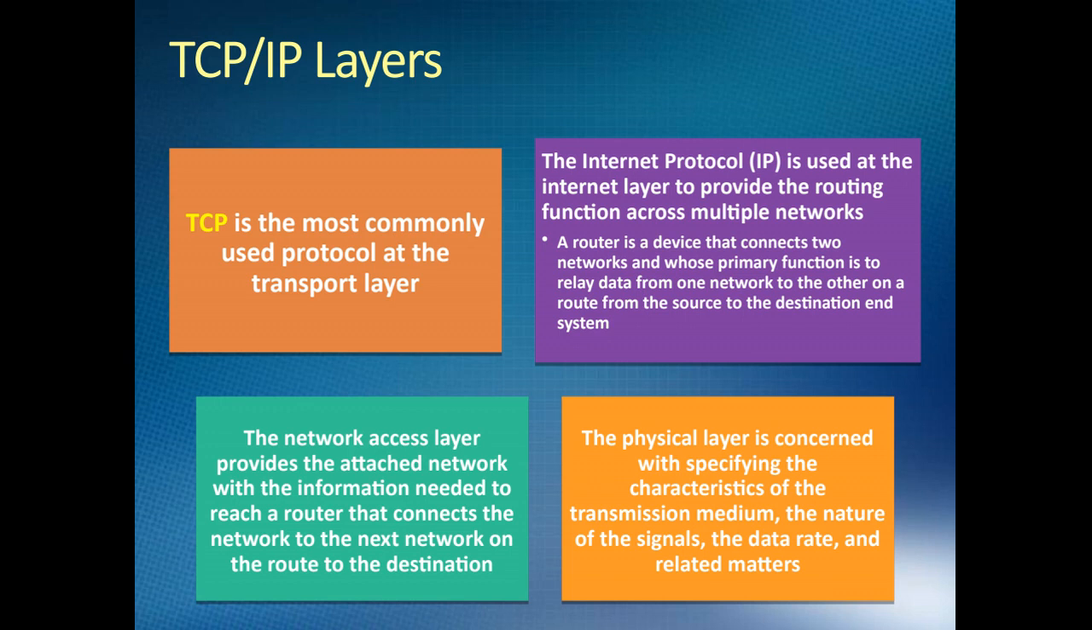The network access layer provides the attached network with the information needed to reach a router that connects the network to the next network on the route to the destination. Last but not least, the physical layer is concerned with specifying the characteristics of the transmission medium, the nature of the signal, and the data rate and related matters. Lower physical.